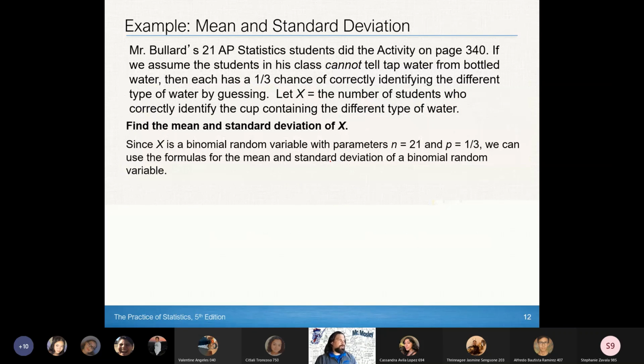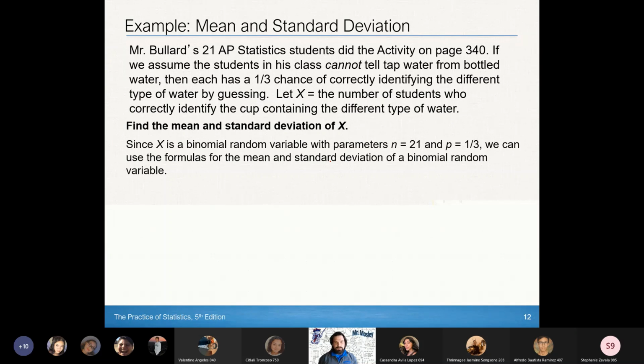Let's consider another example. All right, we have Mr. Billard's 21 AP Stats students who did the activity on page 340. This is an activity about being able to determine the difference between tap water and bottled water. If we assume the students in his class cannot tell tap water from bottled water, then each has a 1 in 3 chance of correctly identifying the different type of water by guessing. Right, let X equal the number of students who correctly identify the cup containing the different type of water. All right, so we're going to find the mean and standard deviation of X.